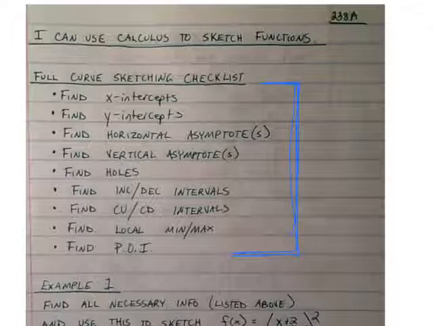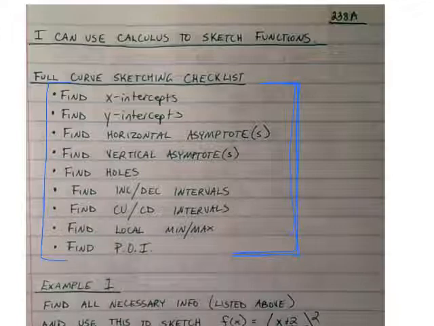X-intercepts, y-intercepts, horizontal asymptotes, vertical asymptotes, holes, increasing and decreasing intervals, concave up and concave down intervals, the local min and max, and points of inflection. So, some of these require calculus and other ones are just algebra skills. So I'm going to walk through one example and demonstrate what it takes to find all this information.